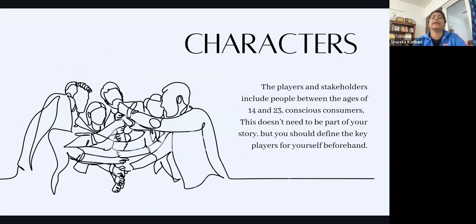When you're telling the story or making a PPT, whatever you're making, you don't need to spell it out, but you must know who your intended target is. What are your characters? Who are you making this entire PPT or presentation for? These are your intended players. These are the stakeholders, people between the ages of 14 to 23. These are conscious people, which means what? That their purchasing decisions are made on the basis of the image of the company that they're buying from.